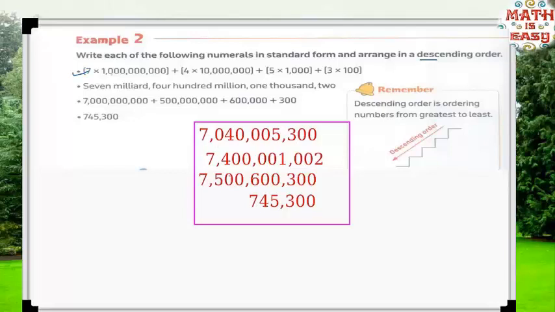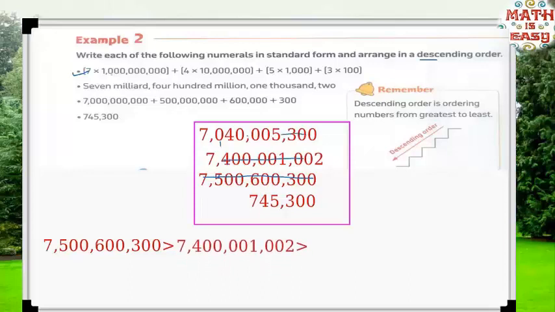Now compare between the 3 numbers to choose the biggest one. 7, 7, 7. Here we have 0, 4, 5. Which one is more? 5. 5 is bigger than 4, so this number is first. After that we have 4 in the 100 millions, so this number is next. And the third number is 7 million, 0. And the last number, the number with 2 periods only, is 745,300.